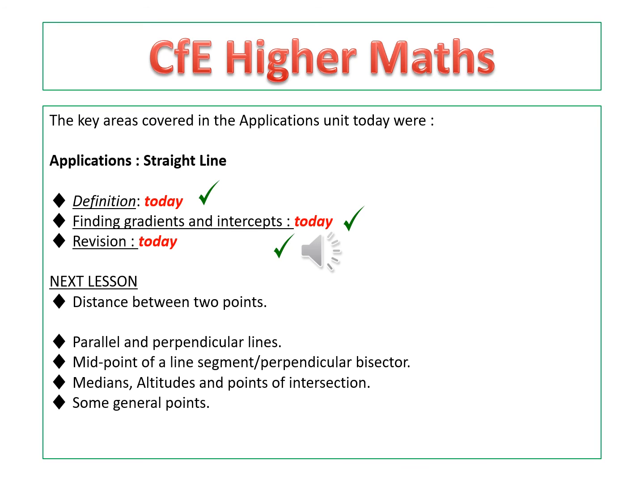That brings us to the end of our lesson today. We've covered the definition of a straight line, including a new general form ax plus by plus c equals 0. We've covered finding gradients and intercepts. Some of this is revision, some is new. Next lesson, distance between points, sticking to our straight line topic.